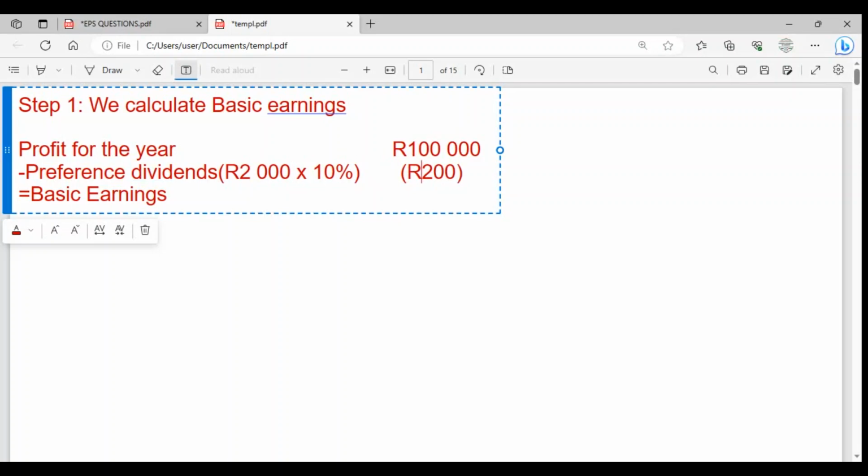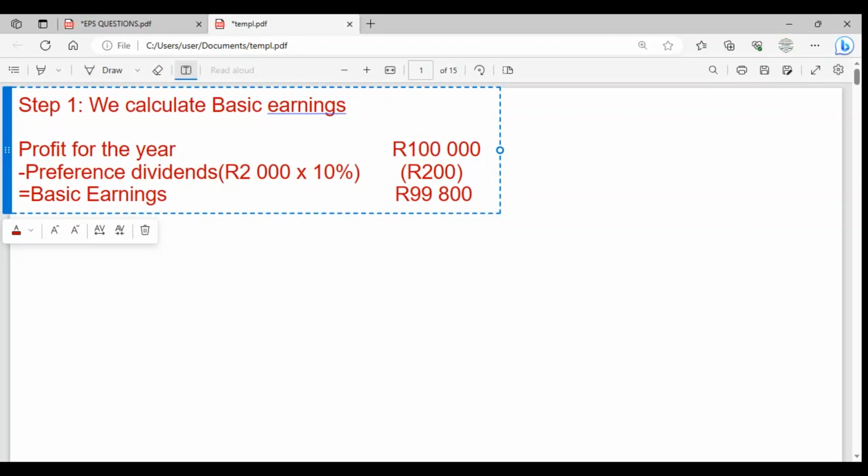So that is why we subtract it. From the total profit, if we take out what belongs to preference shareholders, we're gonna be left with what belongs to ordinary shareholders. So 100,000 minus 200. Now you punch your calculator. I'm getting 99,800. So guys, 99,800 is the portion of the profit that belongs to ordinary shareholders. So this is our basic earnings. I hope you are following, and then we're done with step number 1.